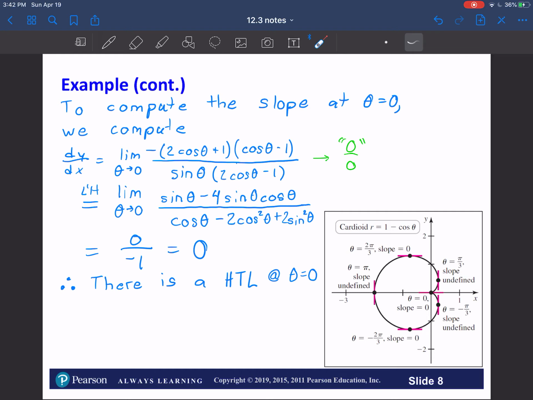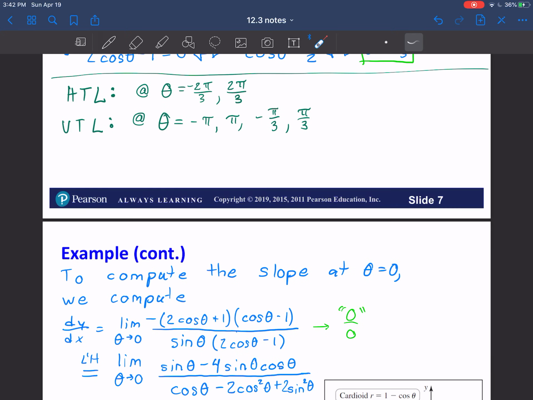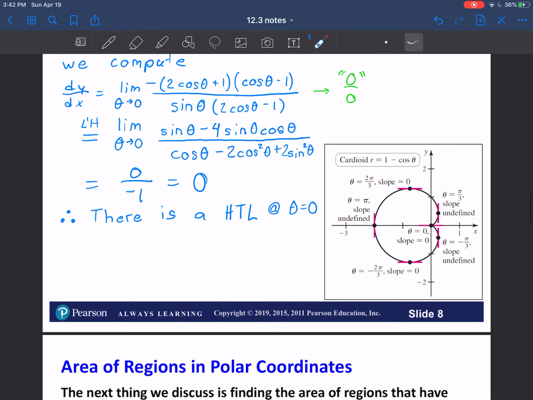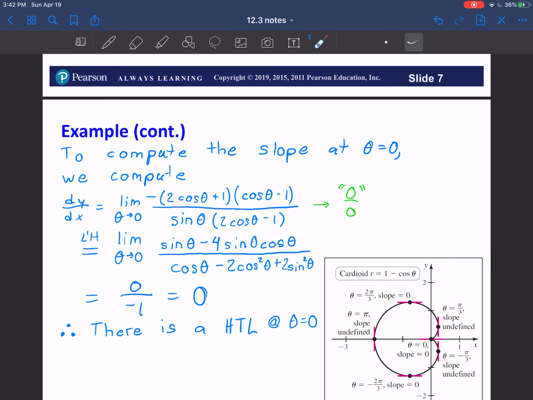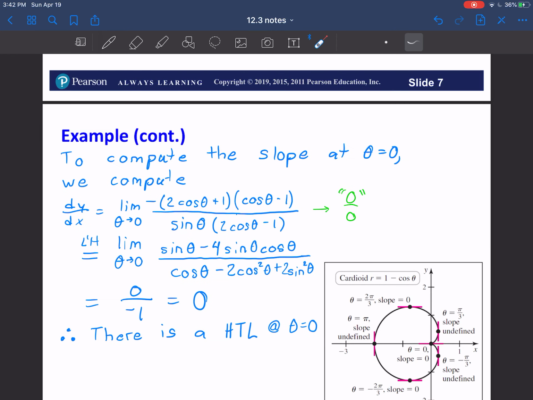So at pi over 3, right here, the slope is vertical, so there's a vertical tangent line. At negative pi over 3, there is also a vertical tangent line. And at theta equals pi and negative pi, there is also a vertical tangent line. And that is all of the cases when we said that that would occur. At theta equals 2 pi over 3, that is this guy, there is a horizontal tangent line. At theta equals negative 2 pi over 3, there's a horizontal tangent line.